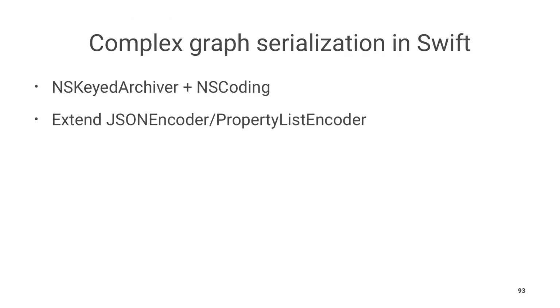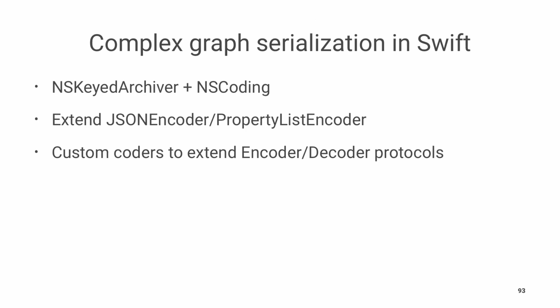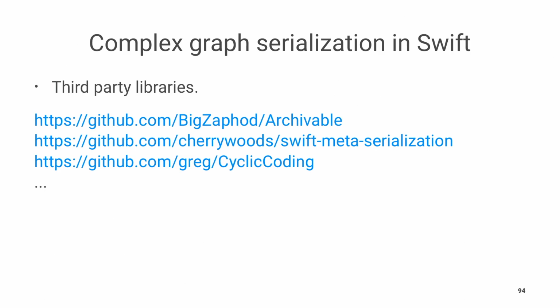We can create our own pair of coders, and going this way, we not only solve the issues, the complications of the complex graphs, we will also get compile time generation of the codable code out of the box. Of course, this approach is the most time consuming. And of course, we can find some third-party library. There are several to solve these problems for Swift models.